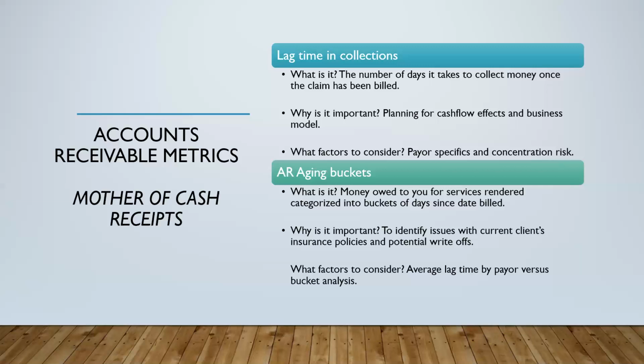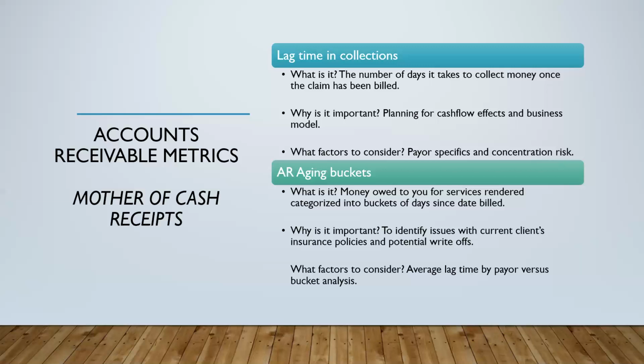So accounts receivable is everything you bill out to the insurance company and you're waiting to get back, or you bill a client private pay and you're waiting to be paid. Okay, so it's money owed to you for your services. And the AR aging buckets is taking that money that's owed to you and placing it in particular buckets depending on the age. So how long it's been outstanding.